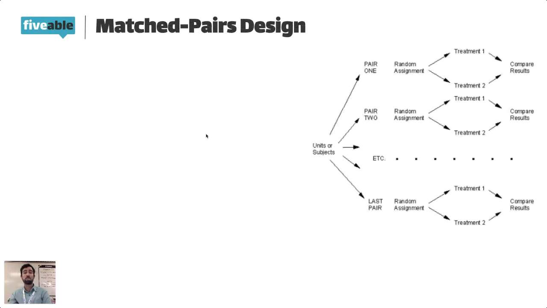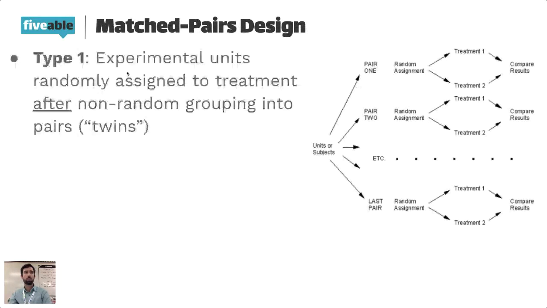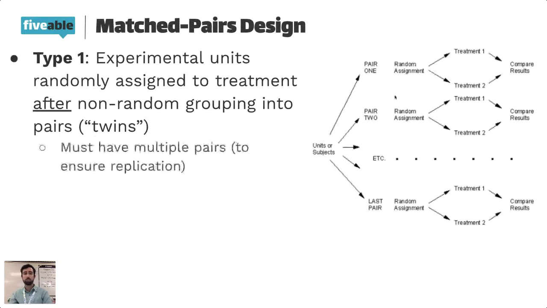Matched pairs. Students get matched pairs mixed up a lot as well. Matched pairs is when you pair experimental units based off of commonality, and then you run your experiment. We must have multiple pairs to ensure replication, one of the key features of a good design.